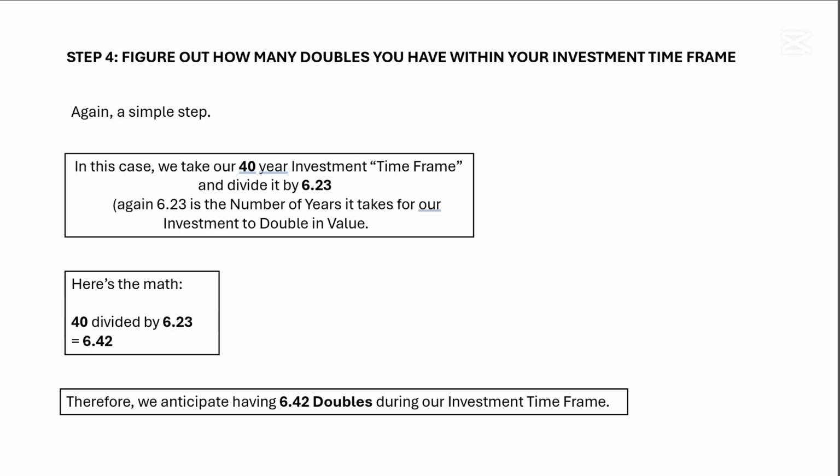Step 4, figure out how many doubles you have within your investment time frame. Again, a simple step. In this case, we take our 40-year investment time frame and divide it by 6.23. Again, 6.23 is the number of years it takes for our investment to double. Dividing 40 by 6.23, we anticipate having 6.42 doubles during our investment time frame.